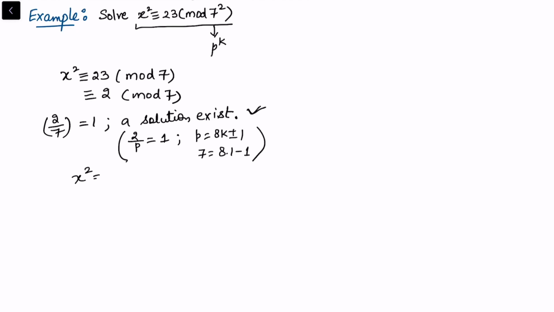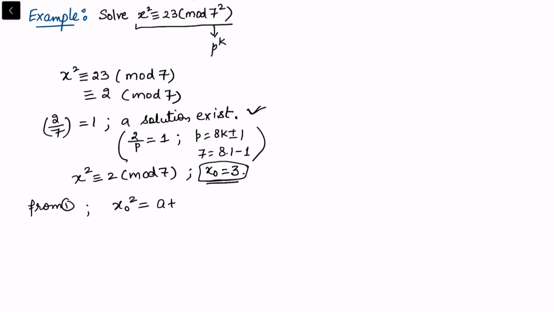So obviously x squared congruent to 2 modulo 7 has a solution, and we can see that x naught equal to 3 will act as a solution. 3 squared, that is 9, minus 2 is divisible by 7, so it holds. And then from the theorem, equation number 1, I can see that x naught squared is equal to a plus b times p to the power k. This expression will hold. So this becomes x naught squared, and x naught we have found as 3, so 3 squared, that is 9, and a in this question is 23, because this is what we are trying to solve, plus b, which we need to find, times p to the power k.